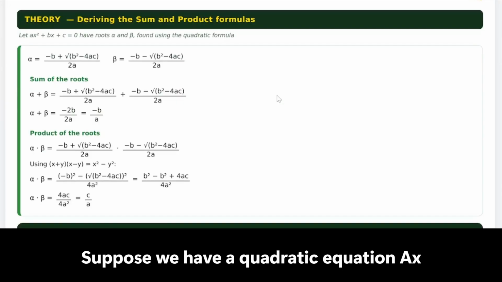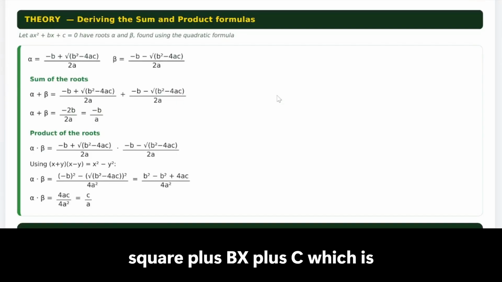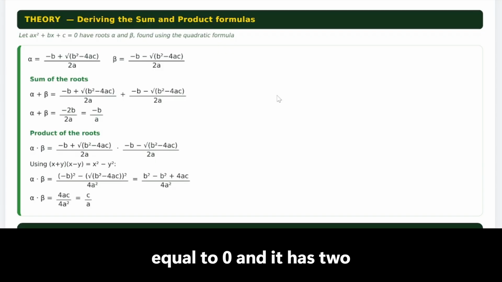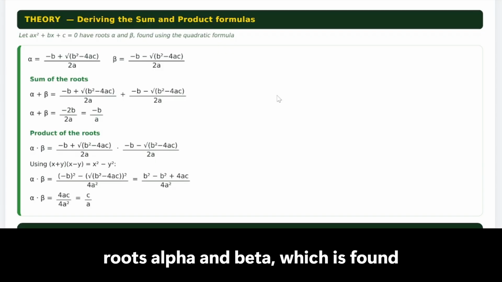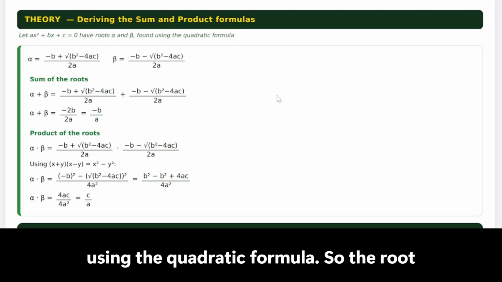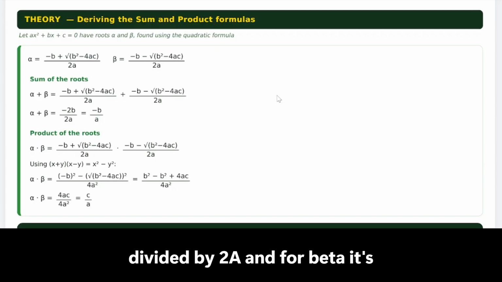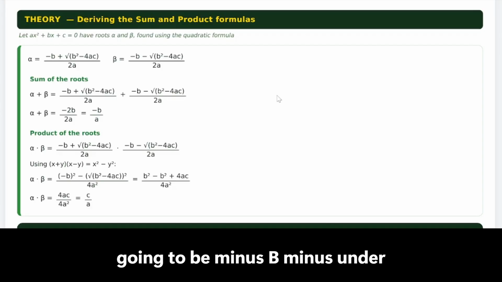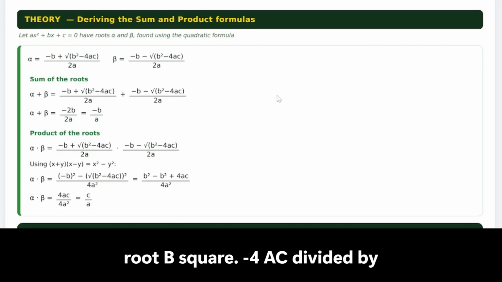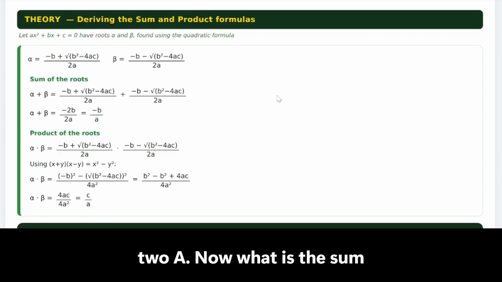Suppose we have a quadratic equation ax squared plus bx plus c which is equal to 0 and it has two roots, alpha and beta, which is found using the quadratic formula. So the root for alpha is going to be minus b plus under root b squared minus 4ac divided by 2a. And for beta, it's going to be minus b minus under root b square minus 4ac divided by 2a.